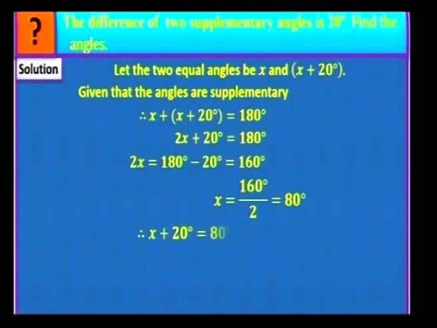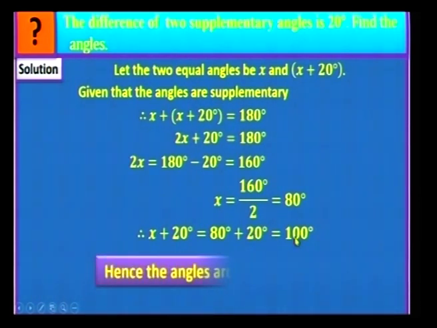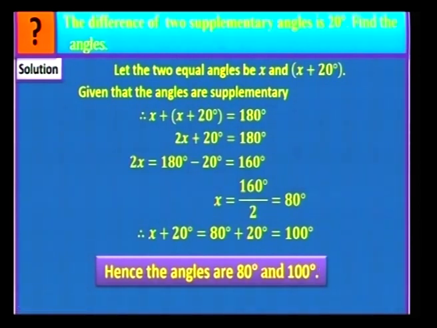Now what is the value of x plus 20, children? Yes, x is 80 plus 20, we get 100 degrees. Therefore, I can say the two supplementary angles are 80 degrees and 100 degrees. And children, notice that here the difference between these two angles is 20, as given in the problem, which is the result of our solution. Now let us move on to our next problem.